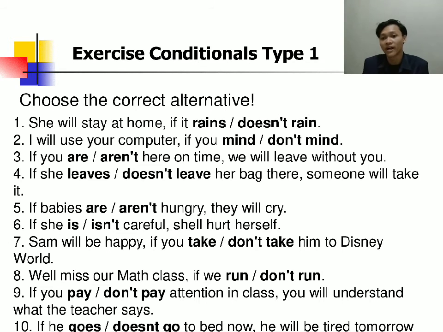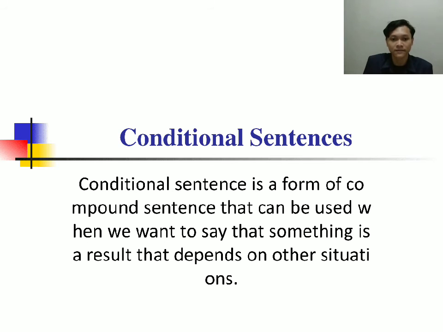Maybe enough for today. And we are going to make a resume of what we have learned today. Okay. Here is a conditional sentence. What is conditional sentence? Conditional sentence is a form of compound sentence that can be used when we want to say that something is a result that depends on other situation. Okay, dicatat ya.